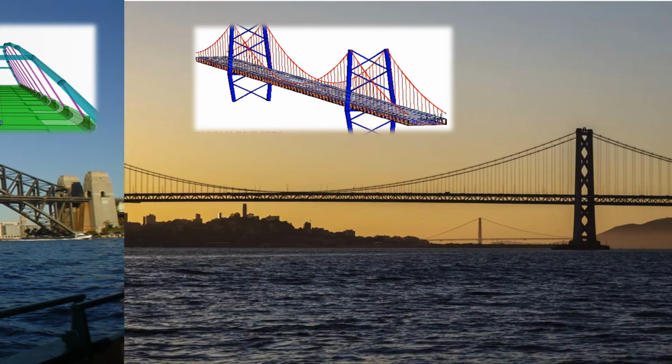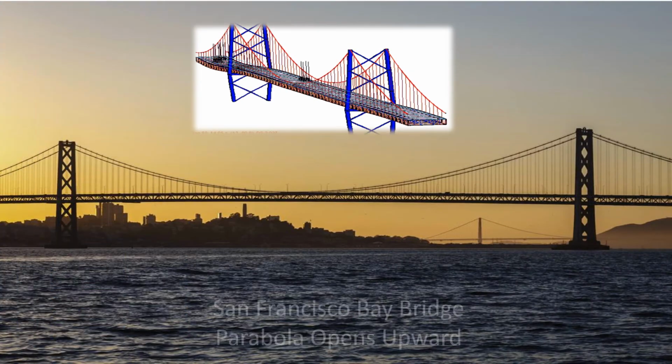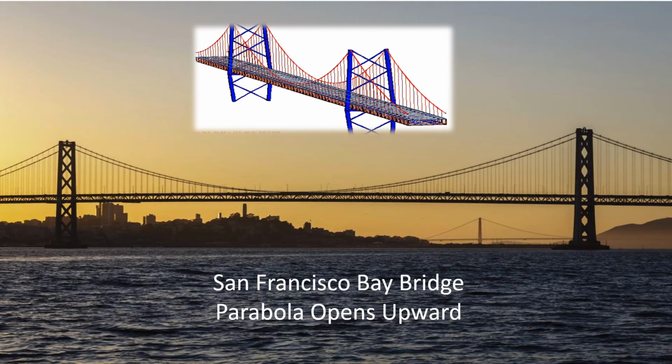Next is the San Francisco Bay Bridge. The parabola opens upward. So, this is another representation of quadratic function. So, wherein the quadratic function is applied to this bridge also. But in this case, the parabola opens upward. Okay?